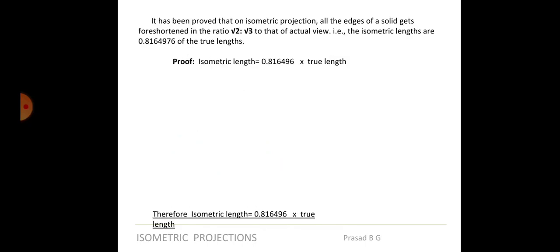Okay. So this is an important thing. You need to know how to draw. It has been proved that in isometric projection, all the edges of the solid will get foreshortened by the ratio √2:√3, or √2 by √3, of the actual value. That is, the isometric lengths, please make a note of this somewhere, will be reduced to 0.8164 of the true length. Okay, so this is mathematically proved. This is not some theory that we are saying, it's proved mathematically.